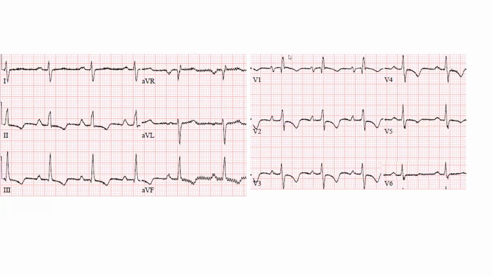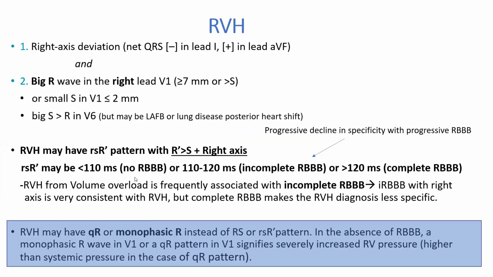So be familiar with that QR pattern or monophasic R without widened QRS, which is suggestive of pressure overload. The widened QRS RSR prime is suggestive of volume overload simply because the RV is dilated in volume overload, and therefore the electrical depolarization takes longer to spread throughout that right ventricle, and you get that QRS prolongation and RSR prime.